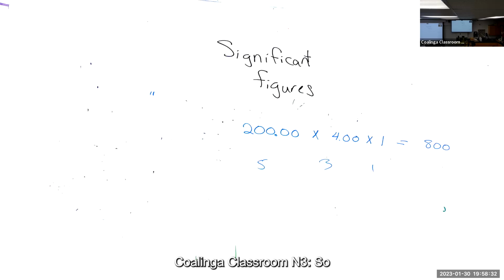So where am I putting the decimal? I'm not. It should just be 800. Okay, one significant figure. I know you guys are disappointed because you're expecting something crazy. You're like, that's it? Okay, so let's do another problem.